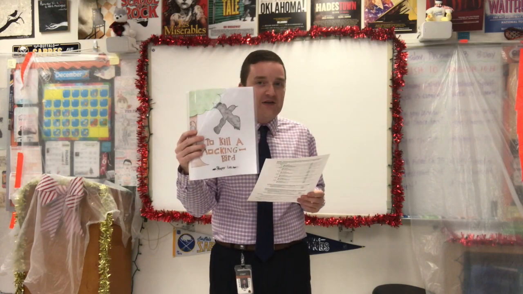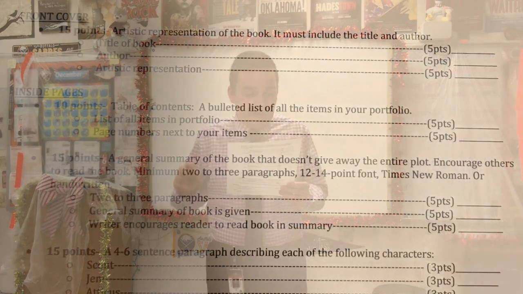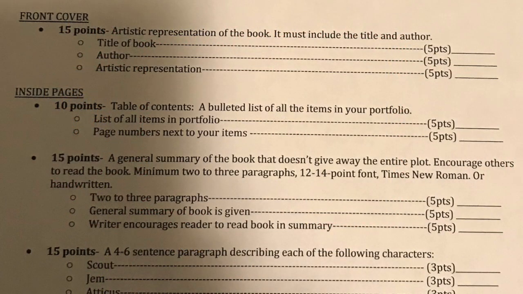And if you do some type of artistic representation, whether that's you hand draw something like this person did here, or if you're not artistically inclined, you can go to the internet, print out some pictures, do a big picture like this or a picture collage of your front cover, and you do that artistic representation, you'll get another 5 points for that.